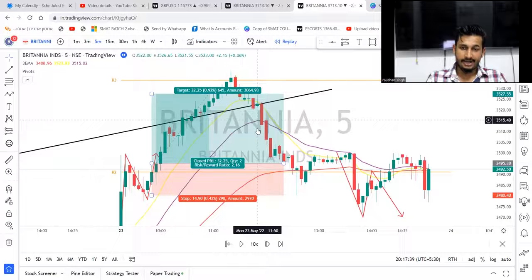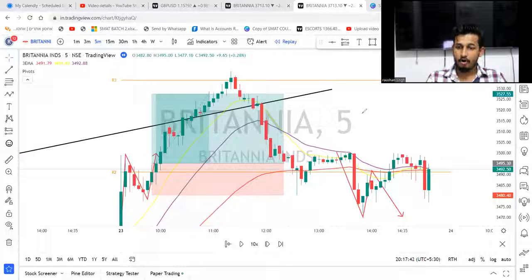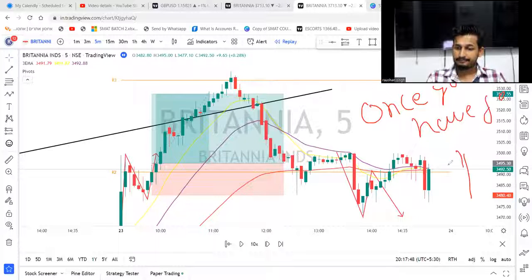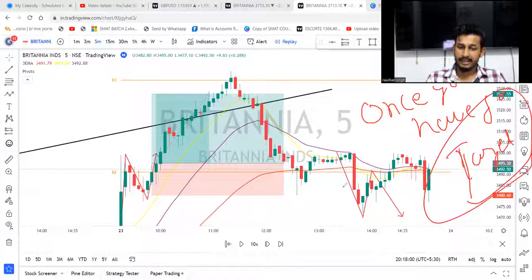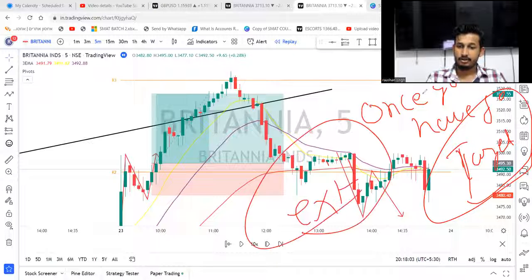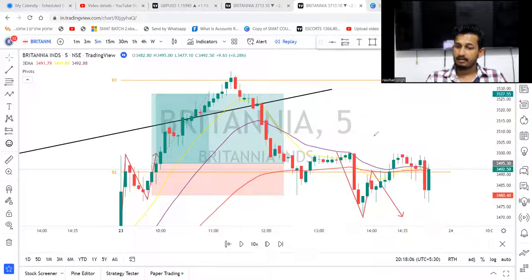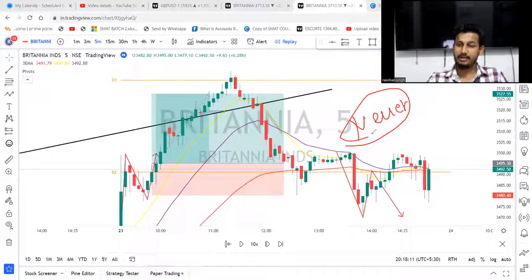Two things you need to understand as a beginner. Once you have got your target, what do you have to do? Exit your trades, done for the day. You should not aim for some bigger target. You should never aim for a bigger target as a beginner. Maybe after 2 or 3 months, you can start doing that. As a beginner, you should aim for getting the confidence. Whatever you have got, be happy with that and just leave the trade.